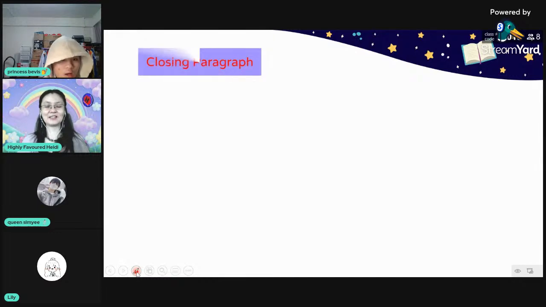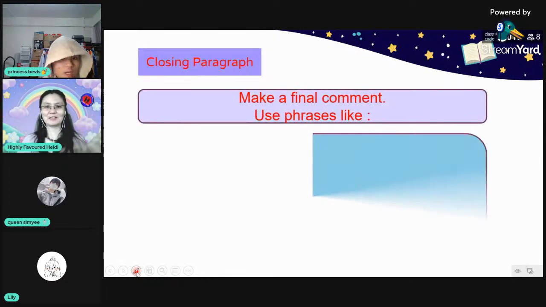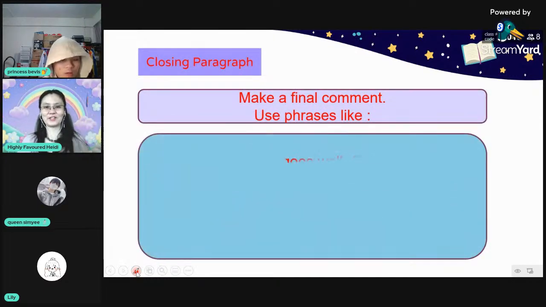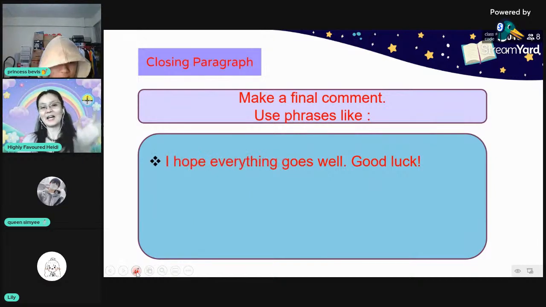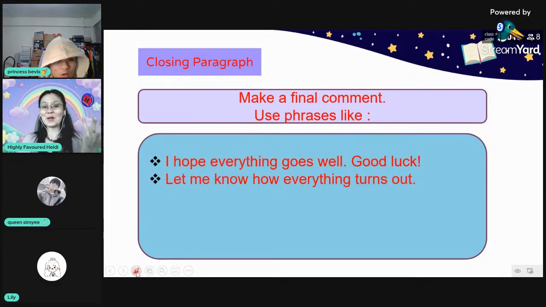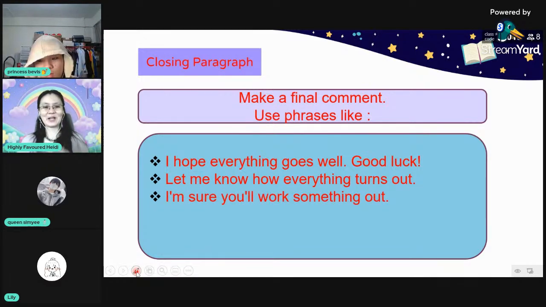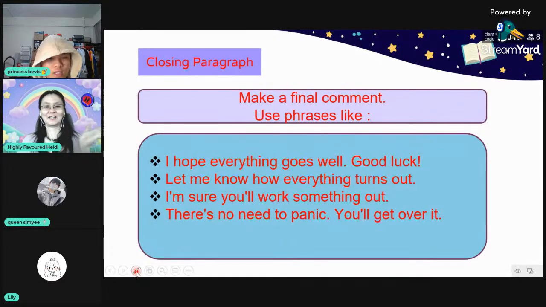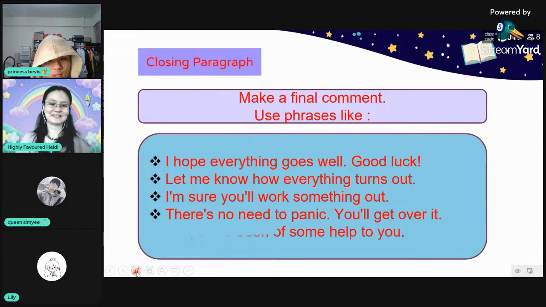Then after that, the closing paragraph: make a final comment and use phrases like, I hope everything goes well, good luck, or let me know how everything turns out. It's like you're making a friend. I'm sure you'll work something out. There's no need to panic. You'll get over it. I hope I've been of some help.